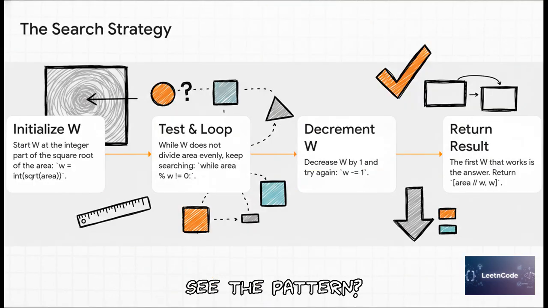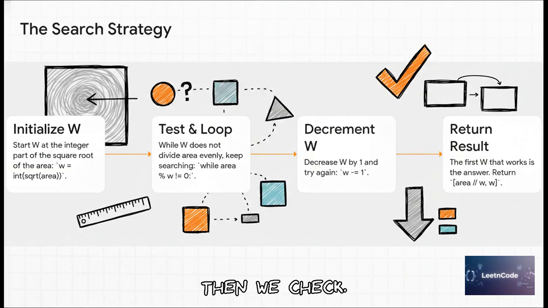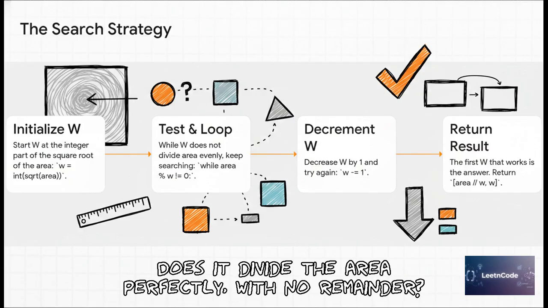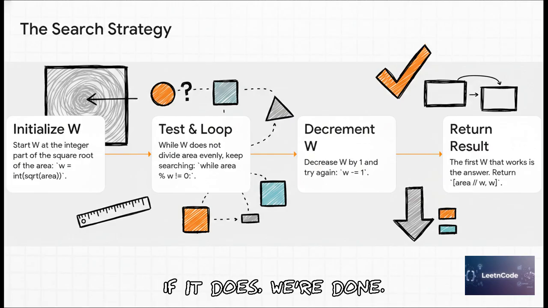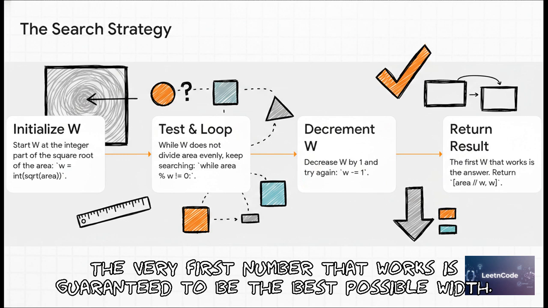See the pattern? So here's the game plan. We start our search for the width, W, at the whole number part of the area's square root. Then we check, does it divide the area perfectly, with no remainder? If it does, we're done, we found our answer. If not, we just count down by 1 and check again. The very first number that works is guaranteed to be the best possible width.